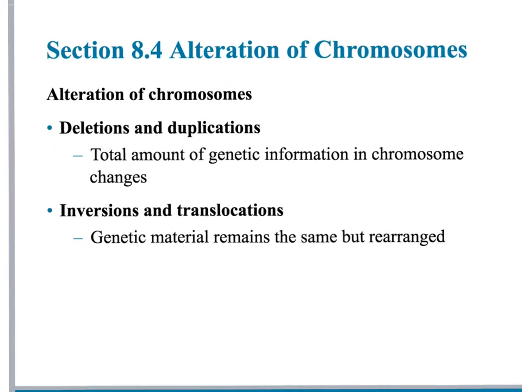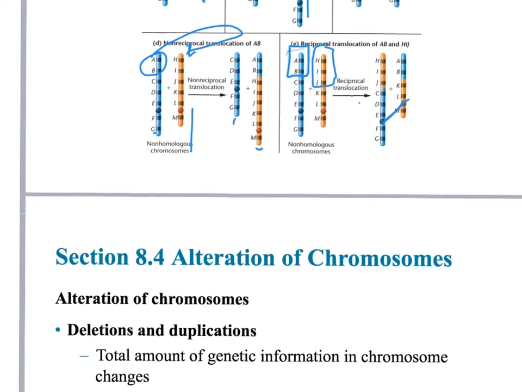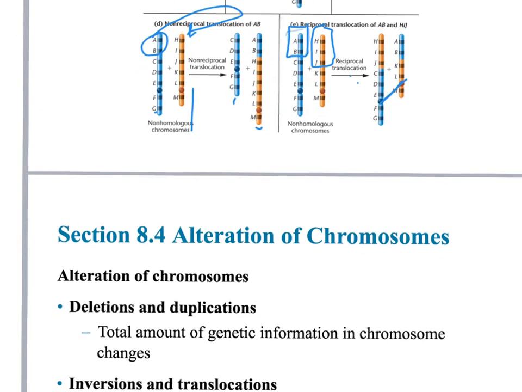So alterations of chromosomes, deletions and duplications, change the amount of genetic information on the chromosomes. You can see that right here. Even if it was a 1-to-1, so here it's not. You have three regions coming off of this one chromosome and 2 coming off the other. So that definitely changes the amount of genetic information on each chromosome. And even if it was a 1-to-1 correspondence, it still changes the total amount of the genetic information because they're not sister chromatids.